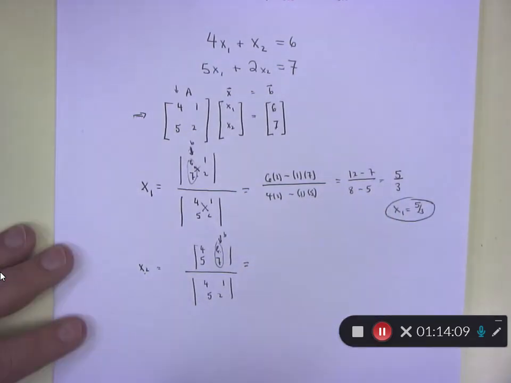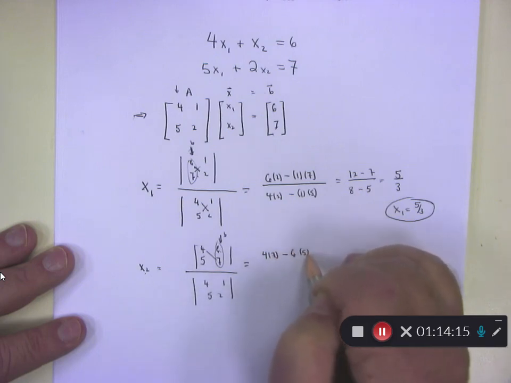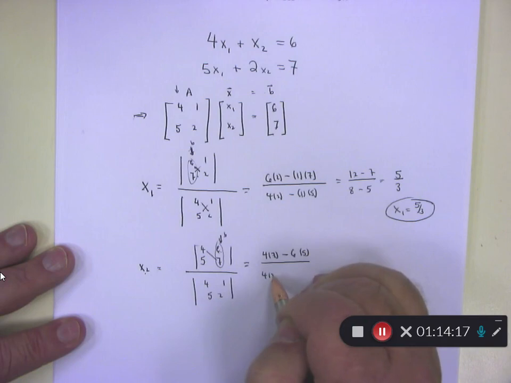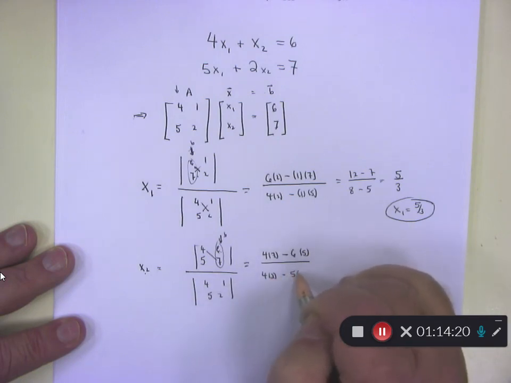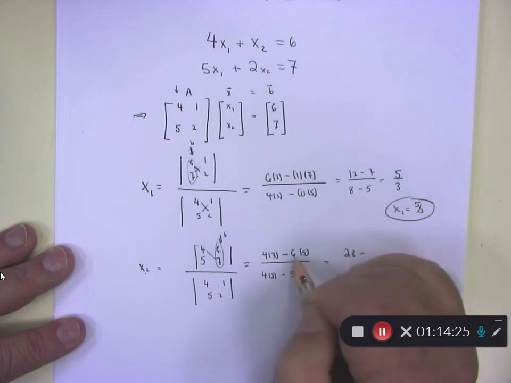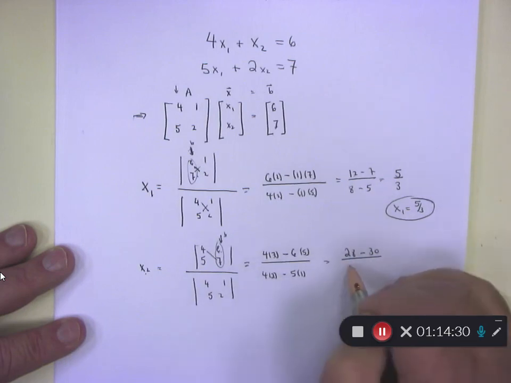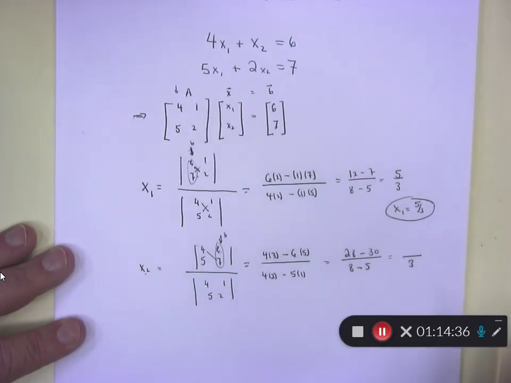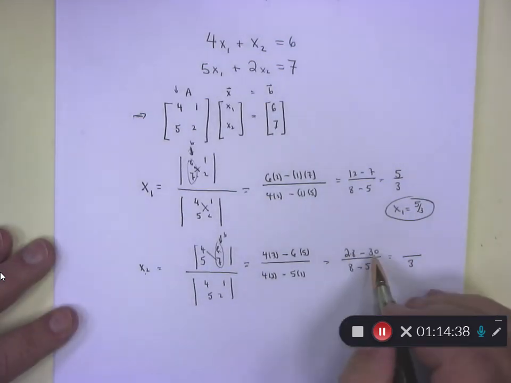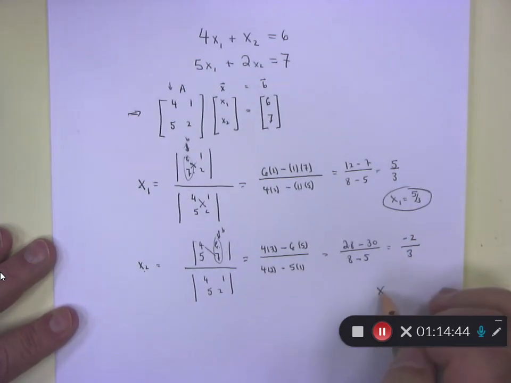Now what about x2? 4 times 7 minus 6 times 5, divided by 4 times 2 minus 5 times 1. 4 times 7 is 28, minus 6 times 5, which is 30, divided by 4 times 2 is 8, minus 5 times 1 is 5. You should always get the same denominator, which is 3. 28 minus 30 is how much? -2. So that tells me x2 is equal to -2/3.